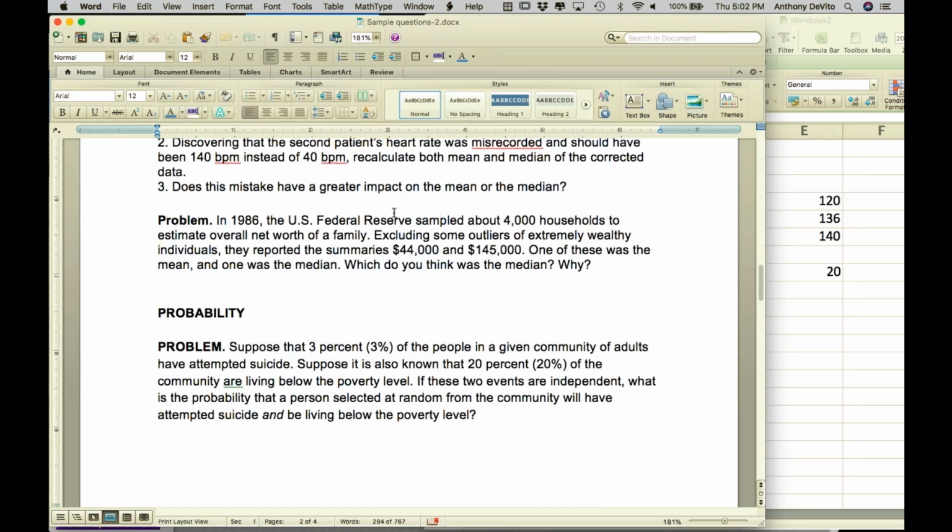The U.S. Federal Reserve is in the news right now, right? They just raised interest rates by 0.25%. And so that's probably going to happen quite a bit now.